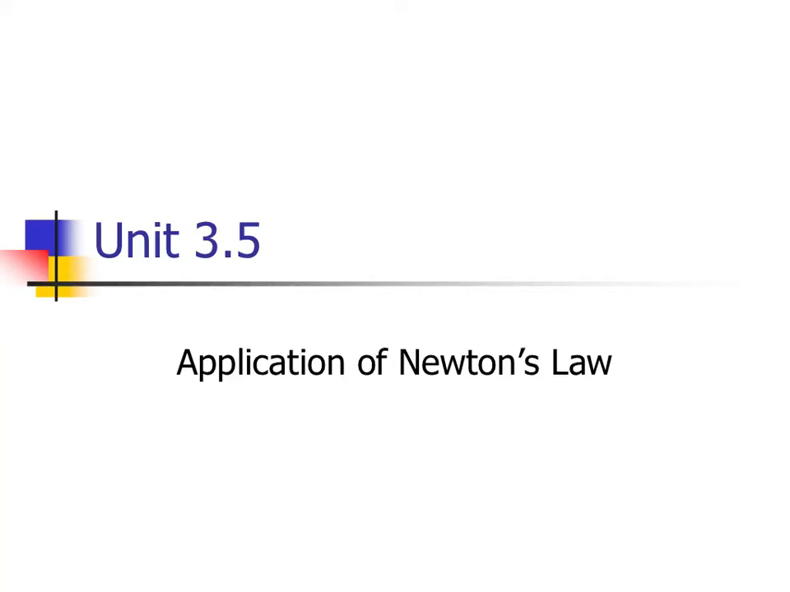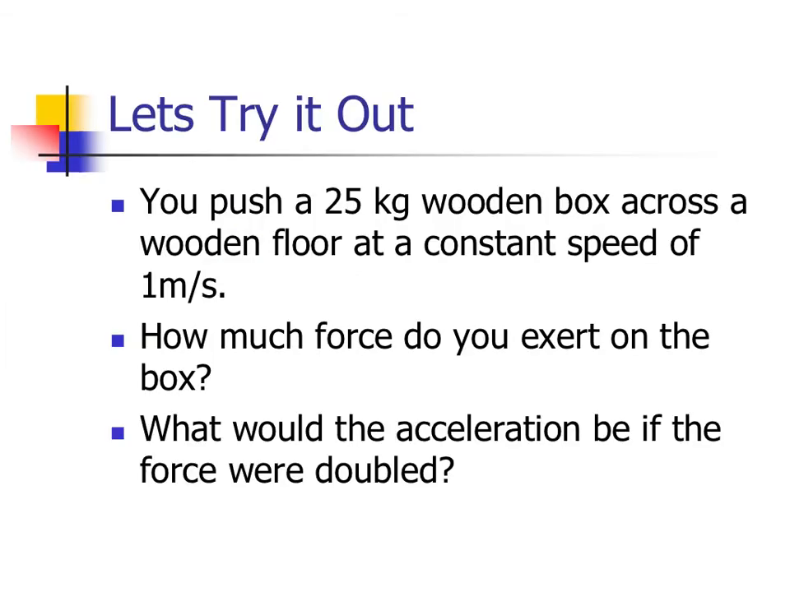So continuing on applications, and more specifically with the examples for using friction and the coefficient of friction that we may have for it. You push a 25 kilogram wooden box across a wooden floor at a constant speed of 1 meter per second. How much force do you exert on the box? What would the acceleration be if the force were doubled?